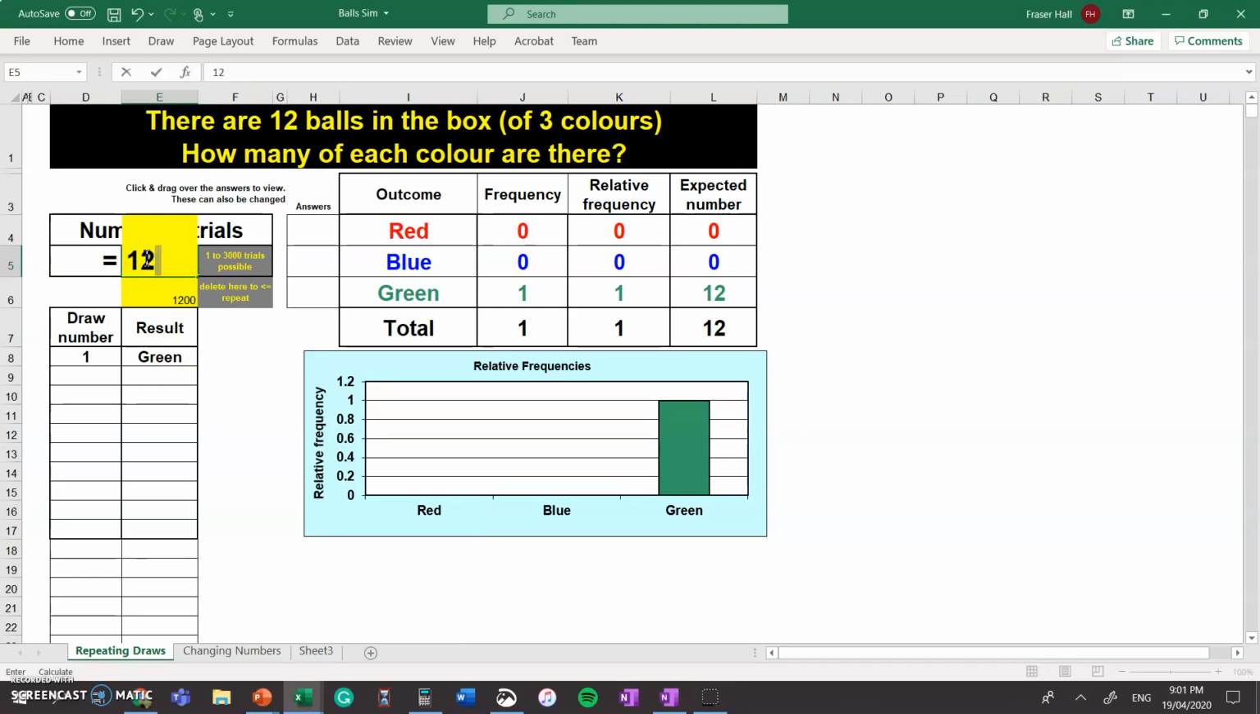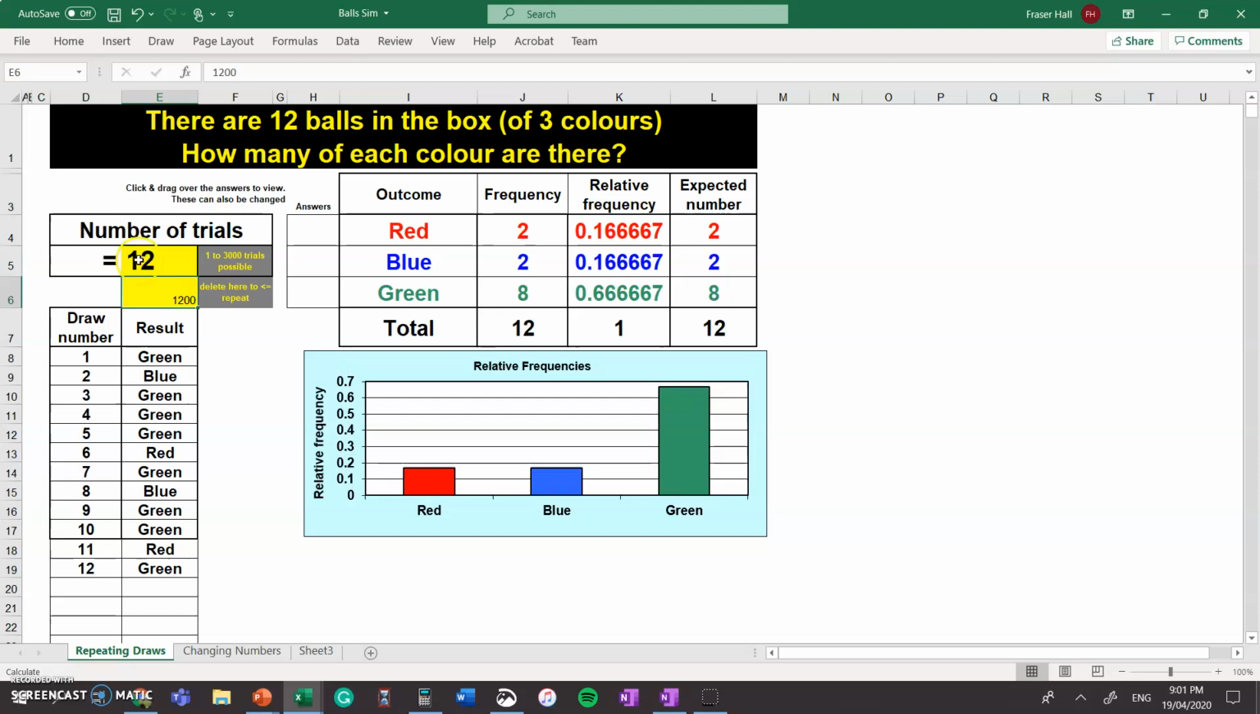So if I put in 12, what you can see is we've had a go at drawing 12 balls, and straight away the probability is higher for green. Based on this, we've done it 12 times, we've got 2 reds, 8 blues, and we've ended up with a total of 12. That gives a relative frequency, meaning that our expected number is 2, 2, and 8.